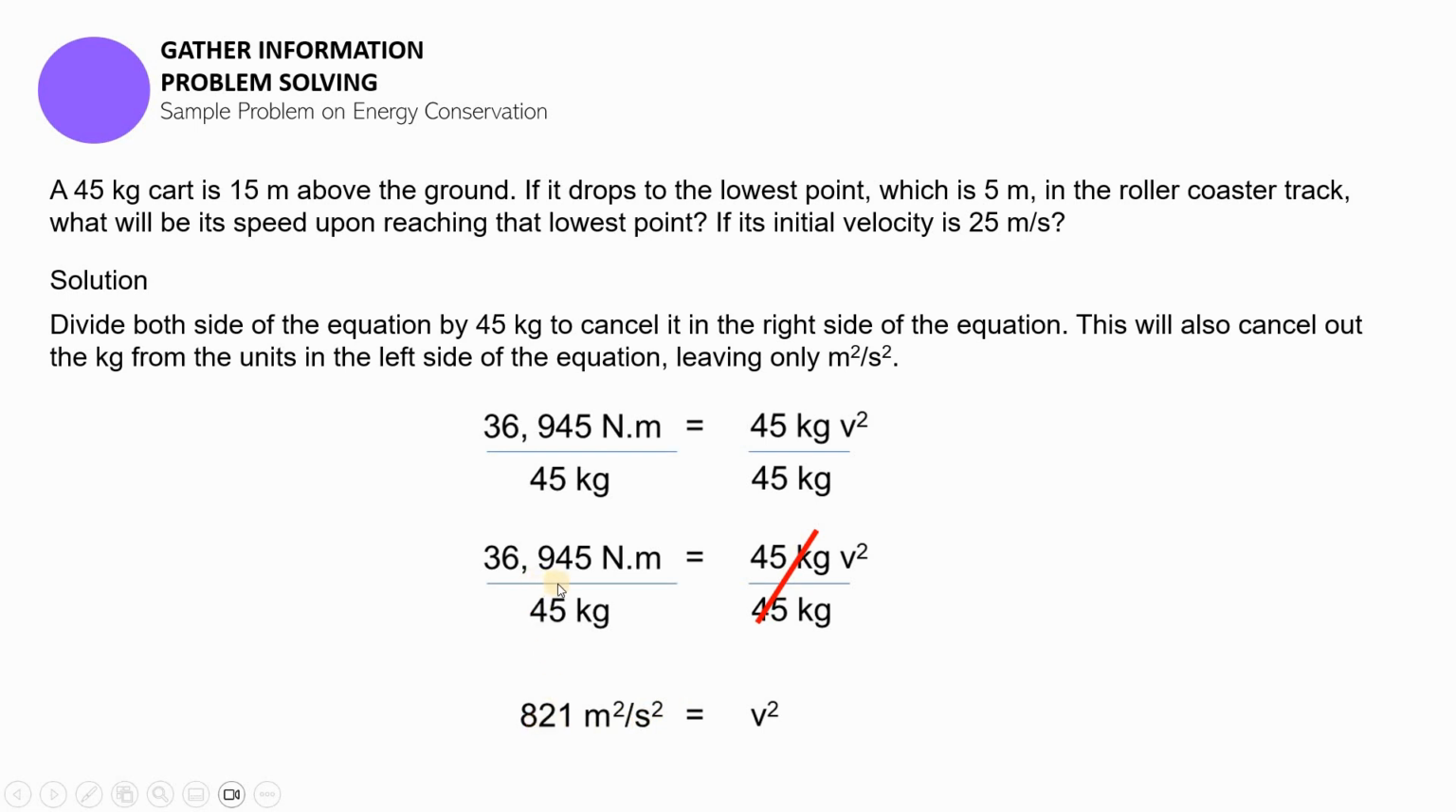And the absolute value of the number is going to be 821 only, since you divided 36,945 by 45 over here. So again, this kilogram is canceled because it's actually kilogram meter squared per second squared. So we cancel kilogram, kilogram, you're left with meter squared per second squared, which you will be equating to VF squared on the other side. It has a square, so remember that the reverse operation for squaring is getting the square root. Very good. So do the operation.